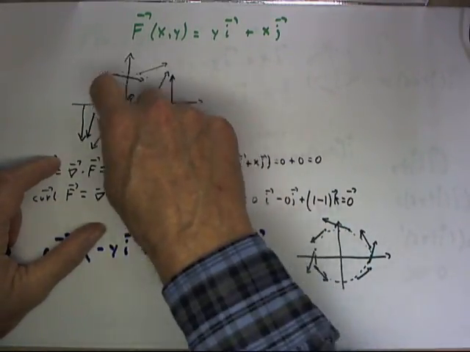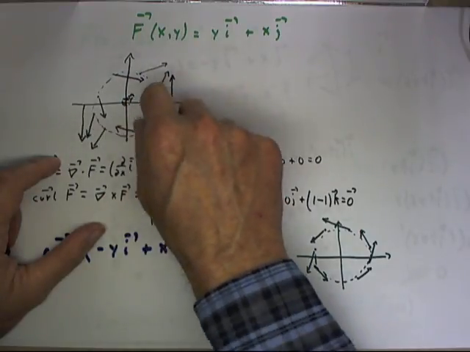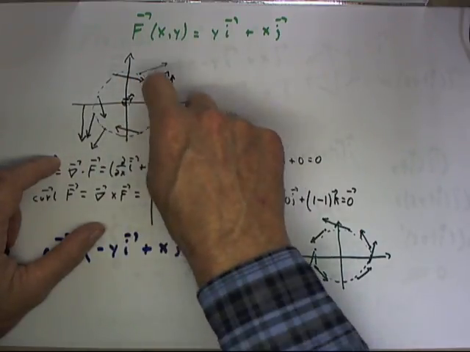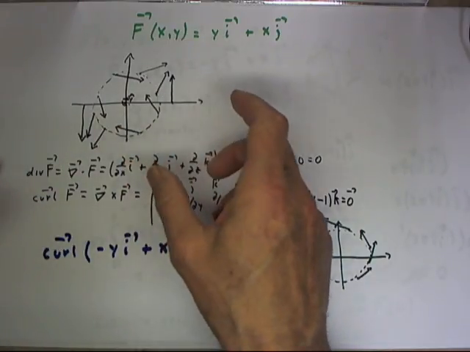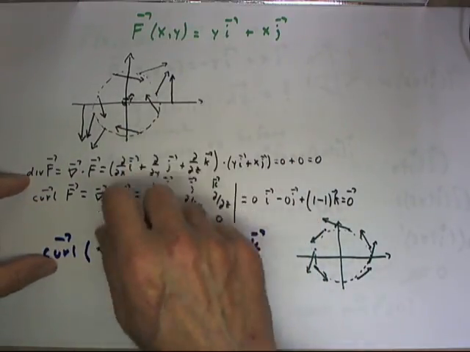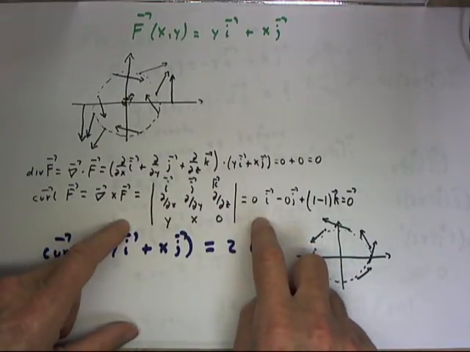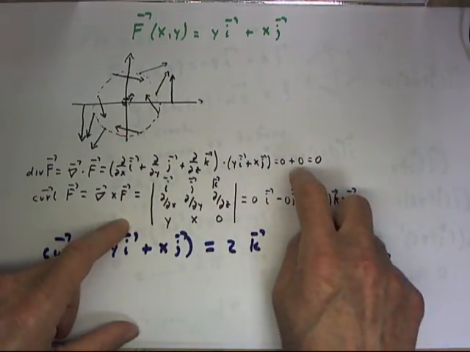So if we were to sum up all the components around the circle parallel to the motion around the circle, we might well expect to end up with a fairly small result, and possibly 0, and that's exactly what happens when we calculate the curl.